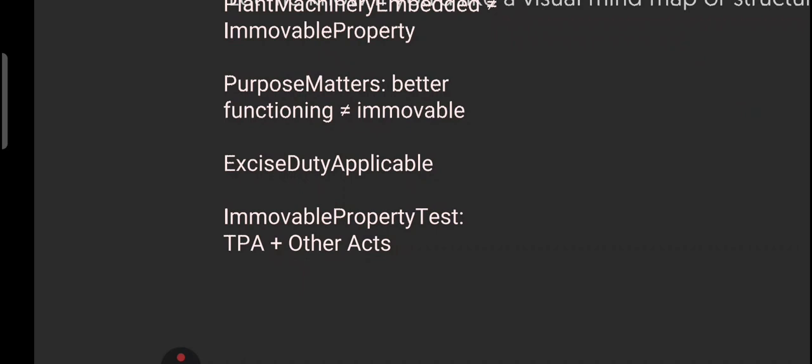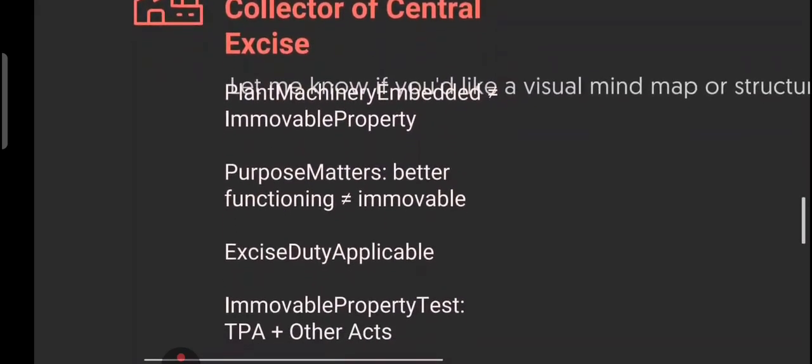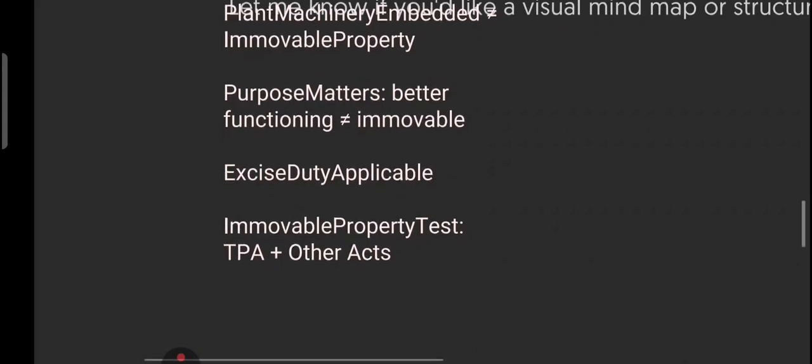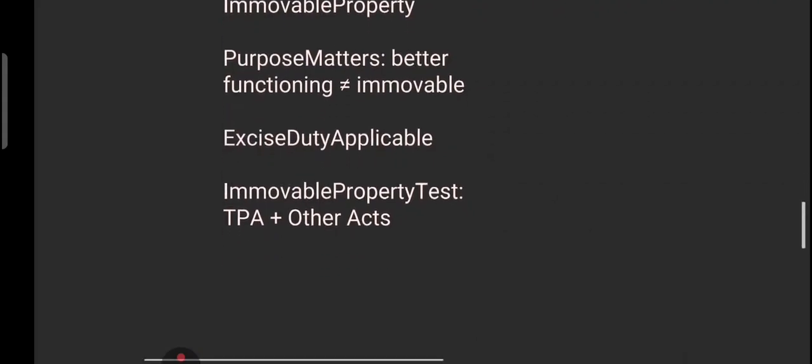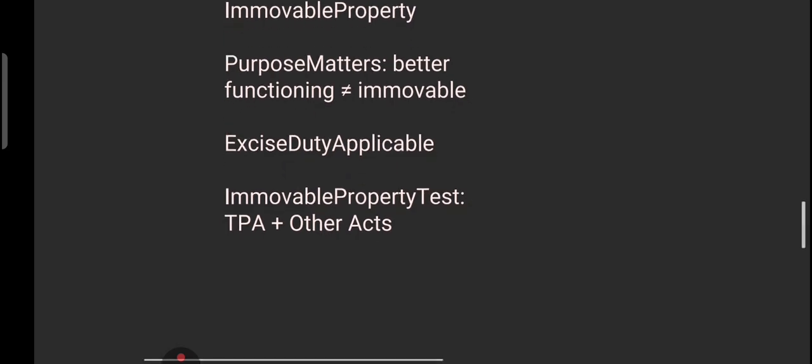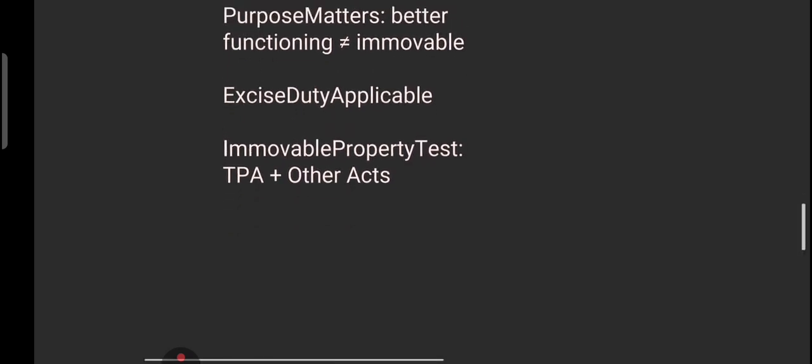Try to understand how to compare movable and immovable. This was cleared by this particular case, Sirpur Paper Mill versus Collector of Central Excise. This case study shows that just because something is fixed to the ground, like plant and machinery, does not mean that it is immovable property. What really matters is the purpose. If the installation is for better performance, better functioning, and not for permanent use, that installation is considered movable, right? So this means excise duty is applicable on that. That is the point. That is central excise duty.